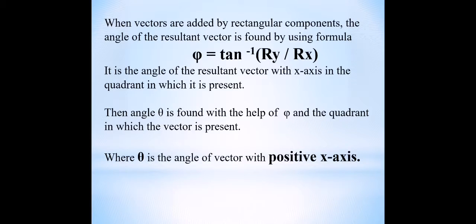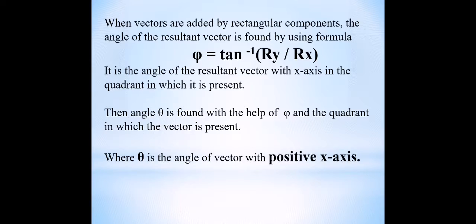When vectors are added by rectangular components, the angle of the resultant vector is found by using the formula phi is equal to tan inverse ry upon rx. Remember that in earlier classes we learned this formula as theta is equal to tan inverse ry upon rx. But now we will learn that it is not the angle theta which is found by this formula. It is actually angle phi which is found by tan inverse ry upon rx.